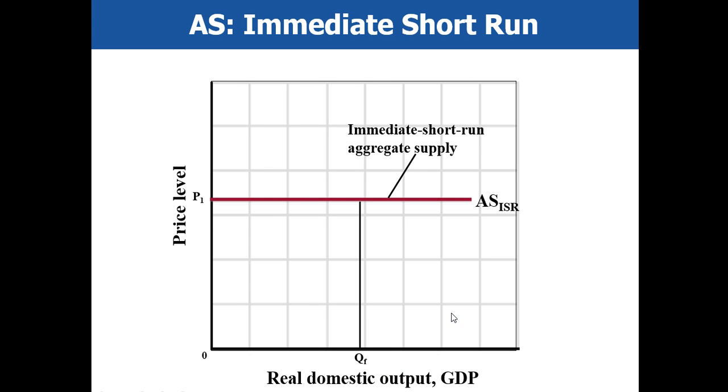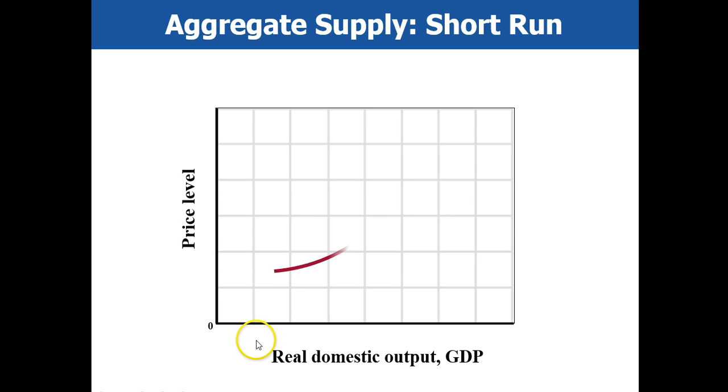The immediate short-run aggregate supply curve, as you can see here, is a horizontal line, because the assumption is that in the immediate short run, the price level is not going to increase as production increases. So you can see here you're moving along. As real GDP increases, the price level is going to hold steady in the immediate short run. That's another indicator of that sticky wage and price situation.